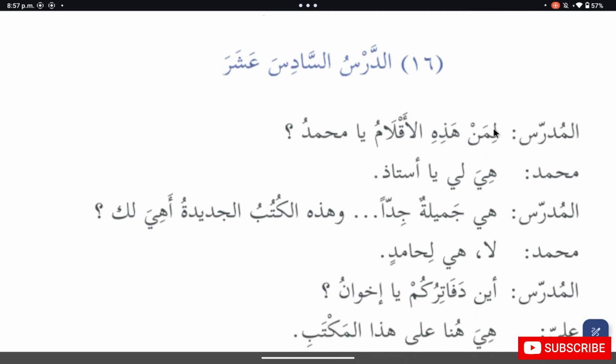The Mudarris, the teacher, says, لمن هذه الأقلام يا محمد؟ For whom are these pens basically? Like who owns these pens? Ya Muhammad, Ya Muhammadu. We don't say Ya Muhammadun here. Now, a new concept being taught here is that we covered that the هذه is for female singular, right?